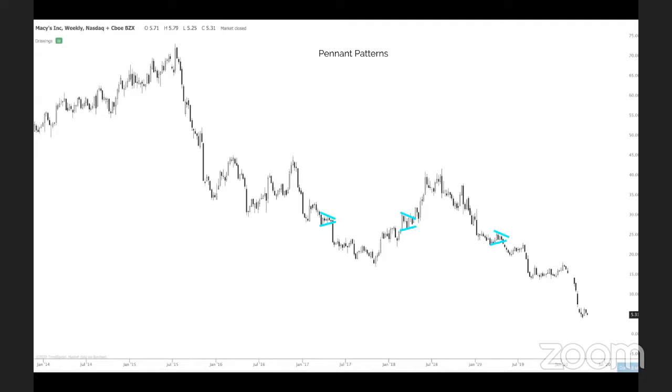And again, you can play breakouts. They do work. This is the example that people will tell you, hey, take this breakout. Look how great, look how much money you would have made. And yeah, you're right. You would have made a lot of money.